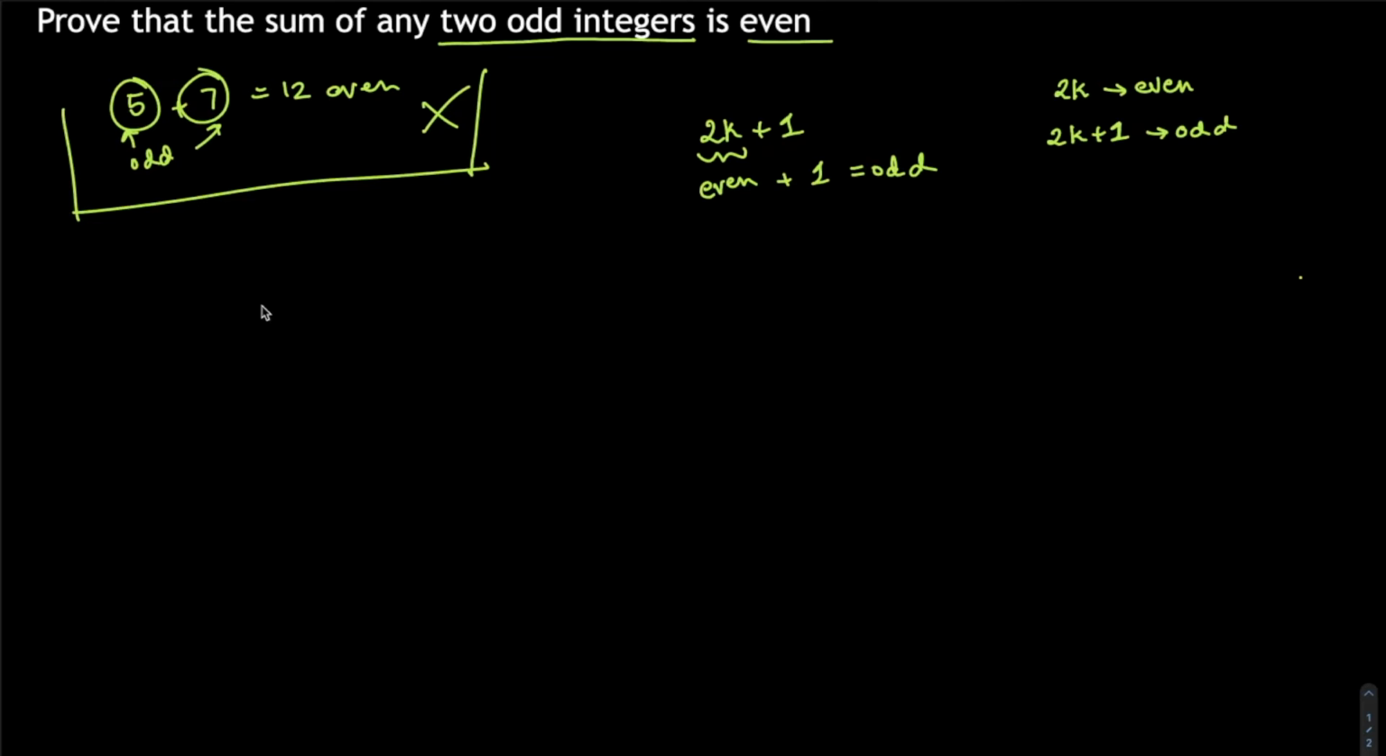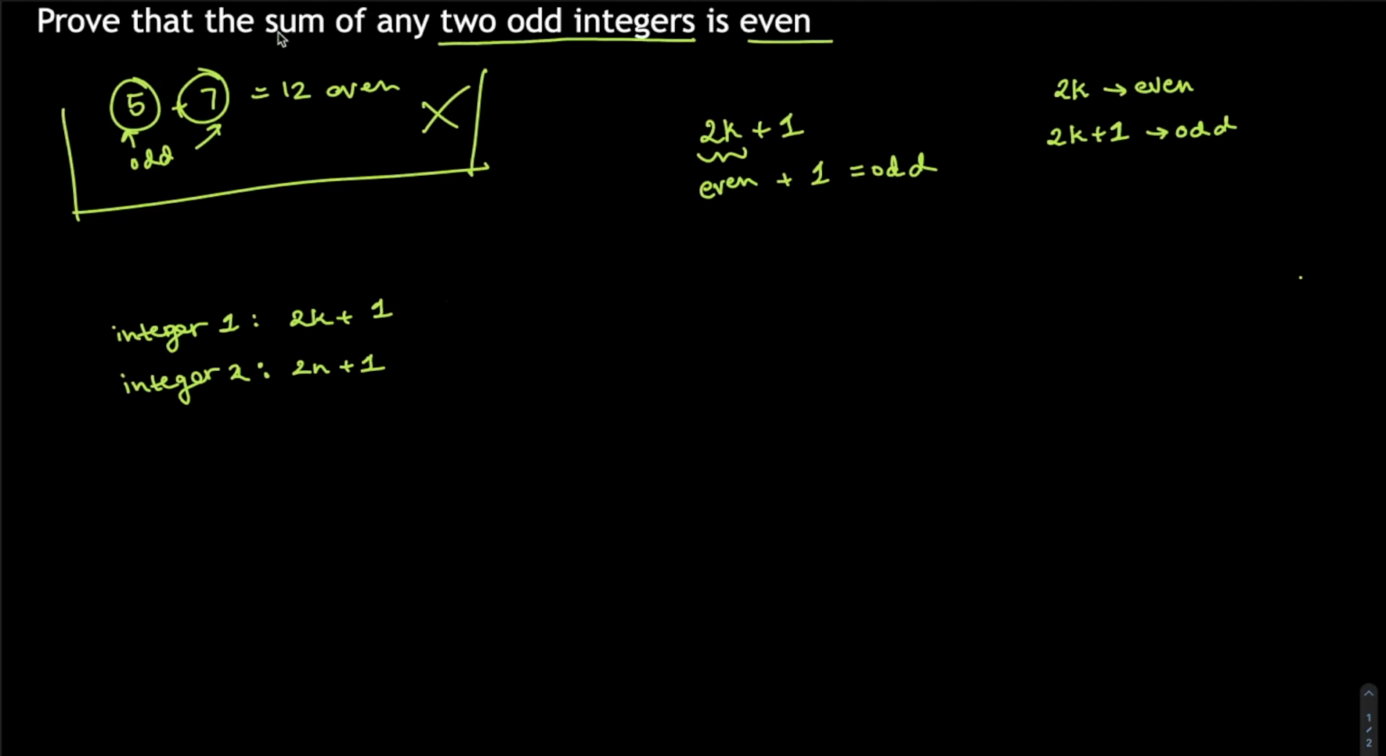Okay, so we can take maybe integer number 1 as 2k plus 1. And integer 2, we can take any other variable for that matter. It doesn't matter, right? We can put 2n plus 1. It can be 1 and 99 for that matter. We don't care. This could be 1, this could be 99, k can be 0 here, and n can be whatever.